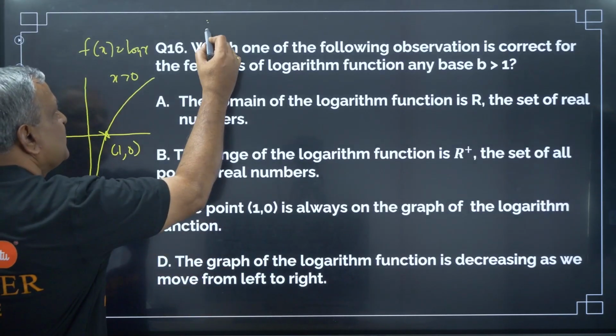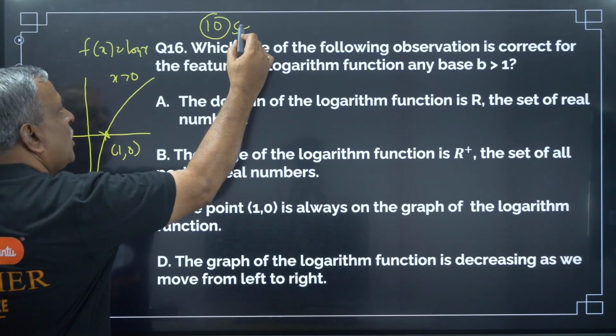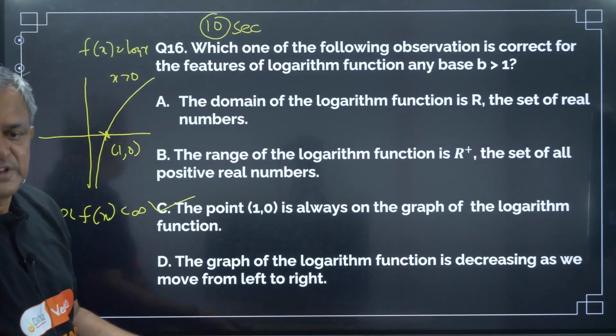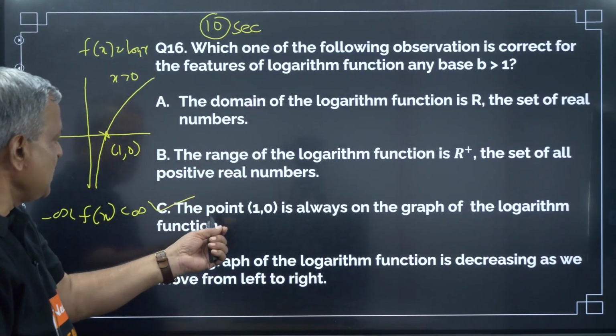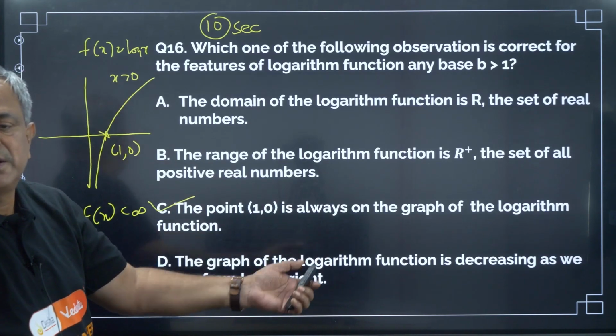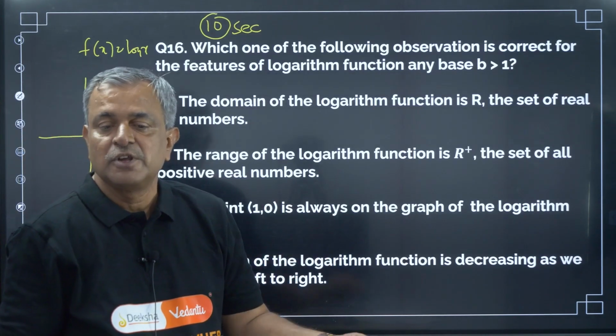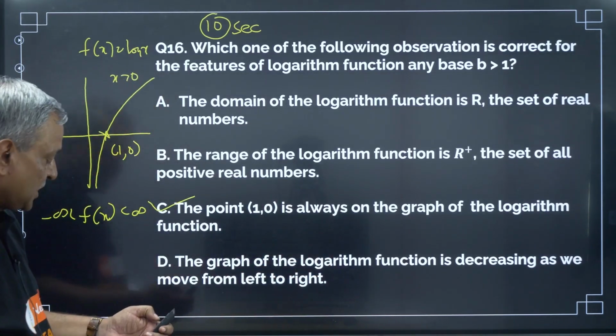So it takes hardly 10 seconds, because if you have knowledge of graphs, within no time you read option A, option B, and similarly option C is satisfied. It is not a multiple-option question, so this clearly indicates that option C is correct.